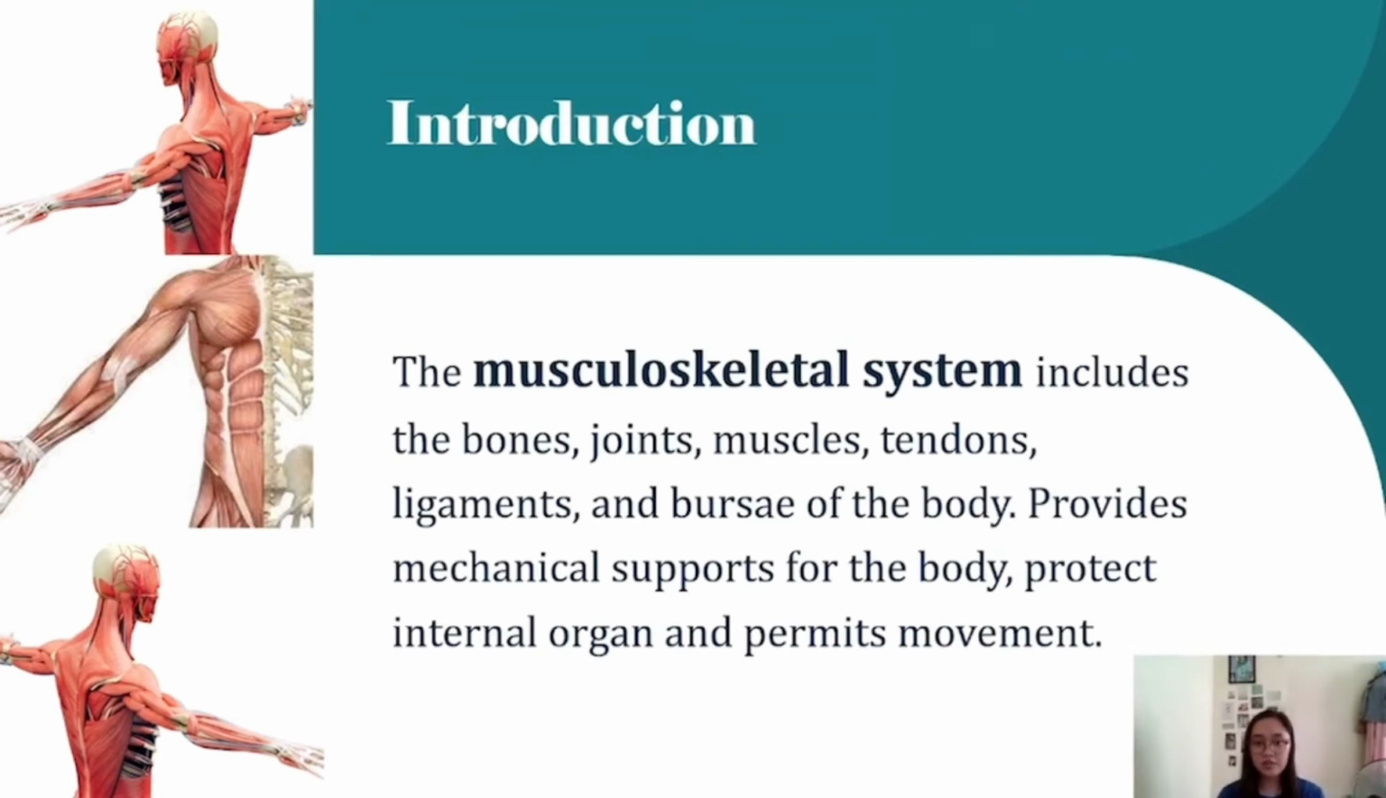The musculoskeletal system includes our bones, joints, muscles, tendons, ligaments, and bursae of the body, and it also provides mechanical support for the body and, most importantly, protects our internal organs and permits movement. Don't you know that our body is composed of 206 bones and each bone plays a very important role in making all the mechanics of our body function.